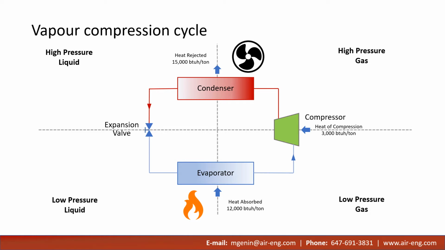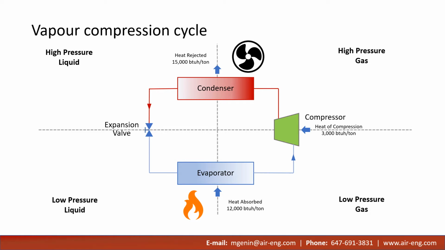The condenser and evaporator are heat exchangers that transfer heat in and out of the refrigerant to some other medium, typically air or water. And we'll talk about different types of heat exchangers later on. The cooling effect is developed in the evaporator, and the evaporator removes heat from the heat load represented by the flame. The refrigerant travels through the evaporator. It evaporates or changes state from liquid to gas.